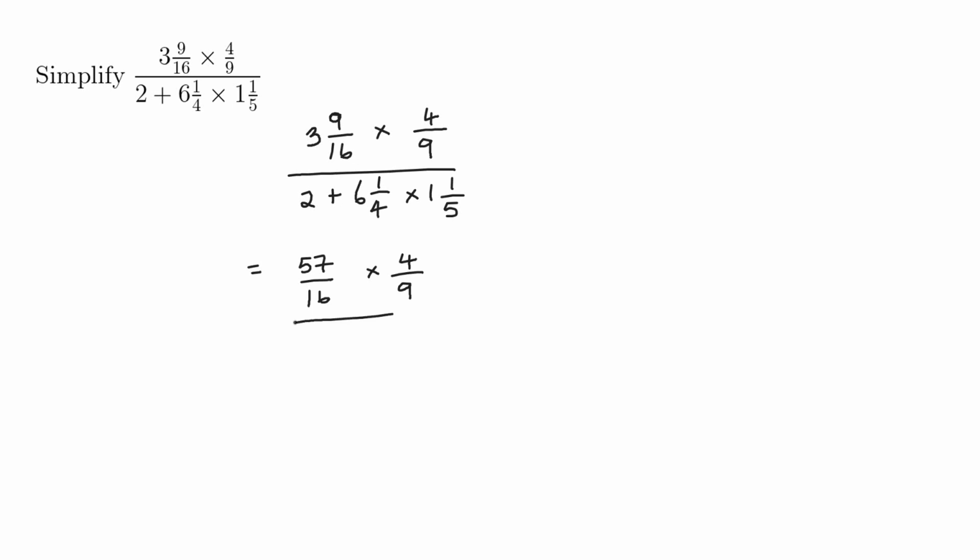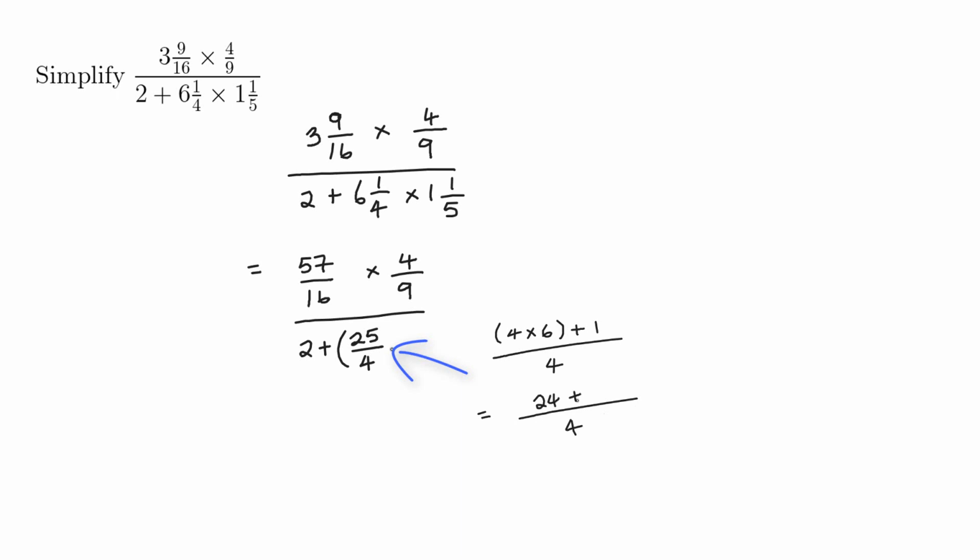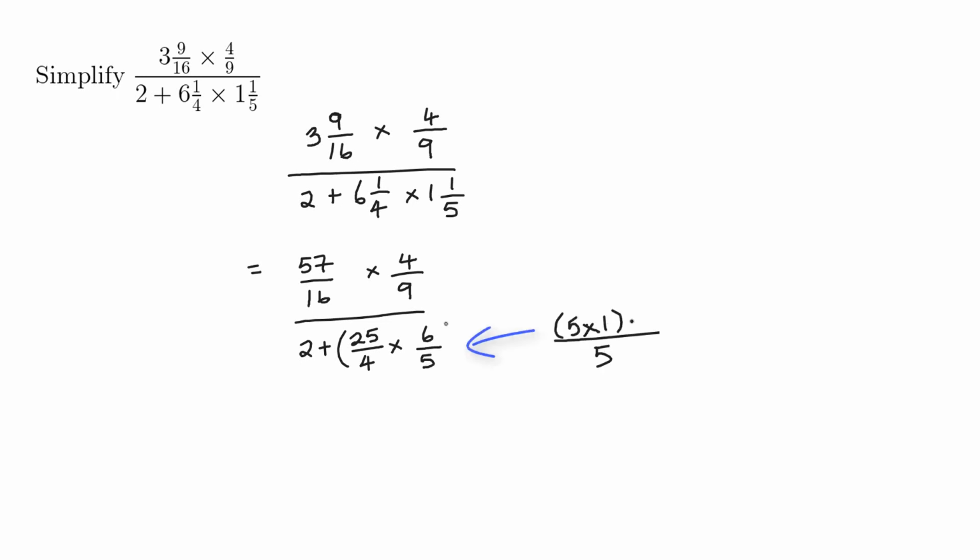Now let's walk through the process of converting the remaining mixed numbers to improper fractions. 6 and a quarter in the denominator becomes 25 over 4 because 6 wholes is the same as 6 times 4 or 24 over 4 plus 1 over 4, which gives 25 over 4. We can also rewrite 1 and 1 over 5 as 5 times 1 or 5 over 5 plus 1 over 5, which is 6 over 5.